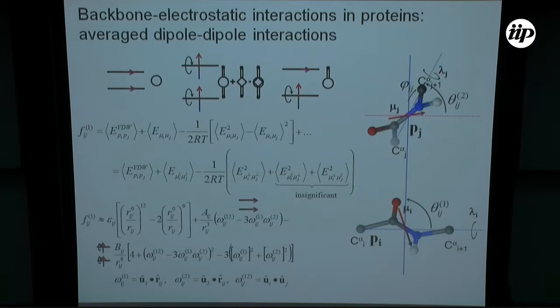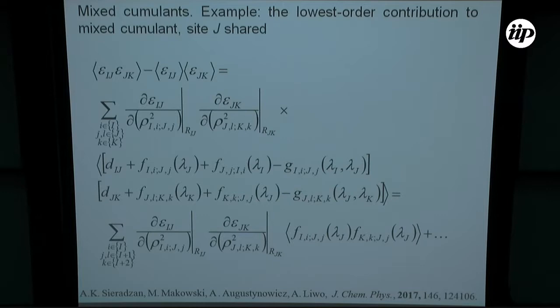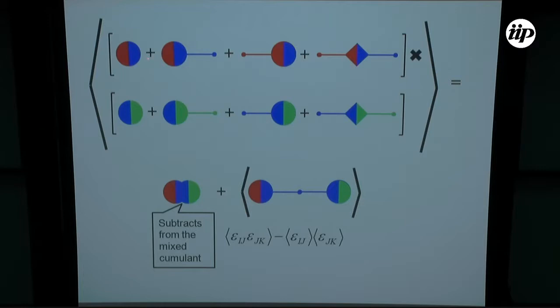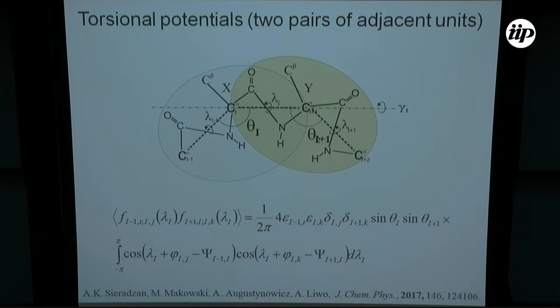Okay, but actually, what is most important are the coupling terms. For example, if we couple the two G's, so now we have two interacting sites. What comes out is the second mixed cumulant. So we couple the two local interaction energies, which share one unit. So it comes out that we have just the integral over two F's. And these are the torsional potentials. What is very important is that when we compute this torsional potential, this is just the first cumulant, because of course it's possible to derive the complete expression for this torsional potential.